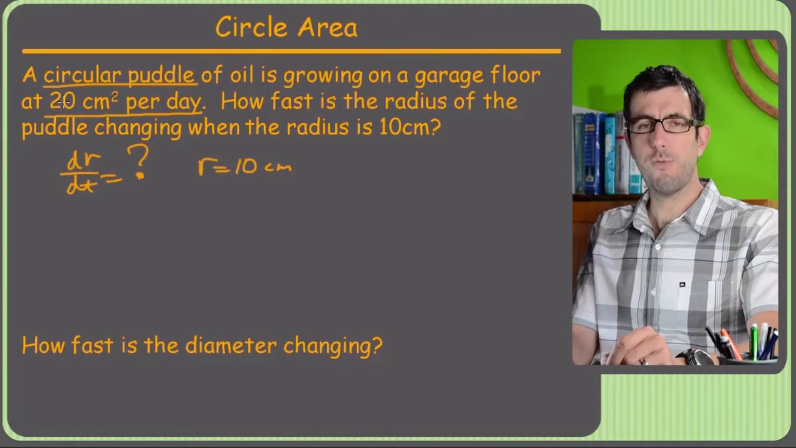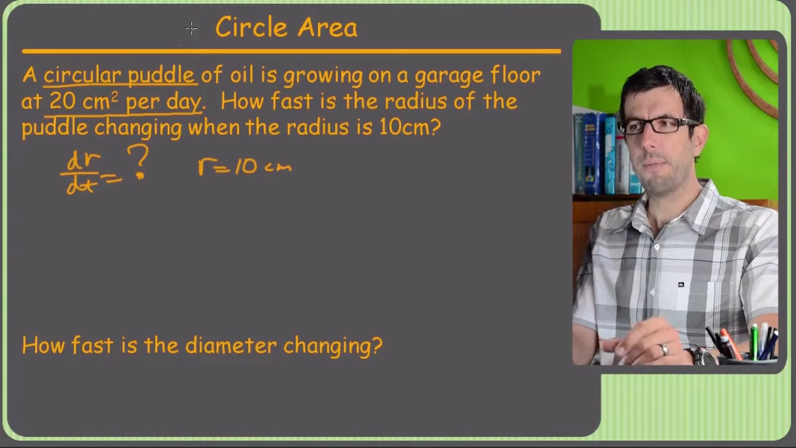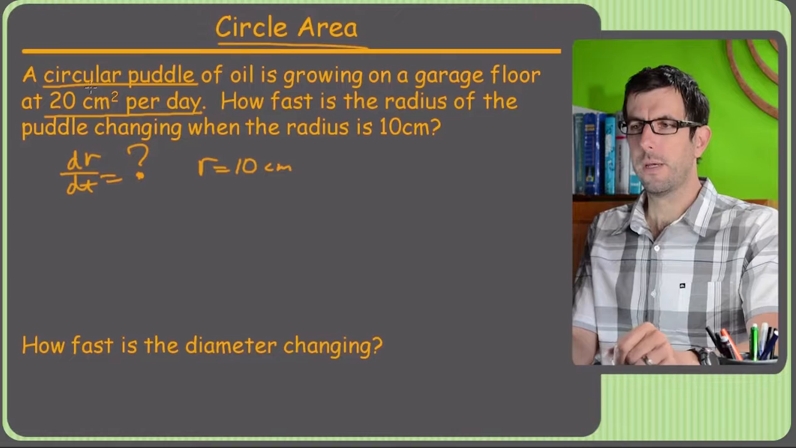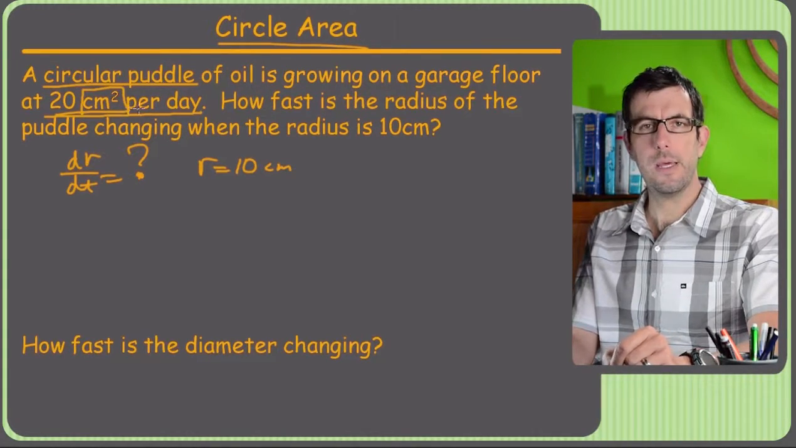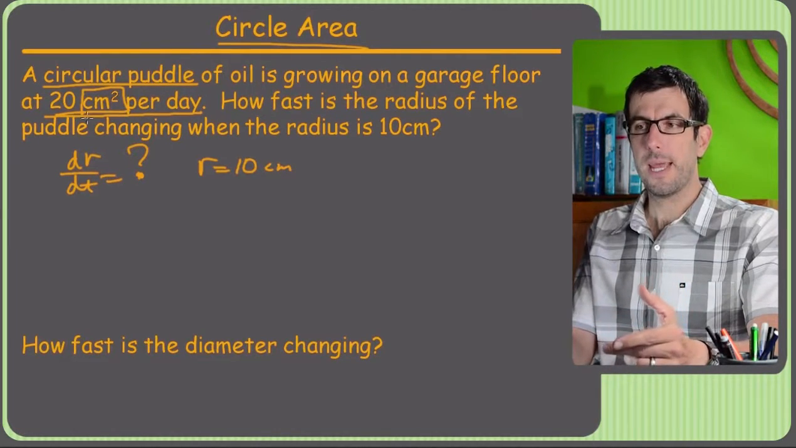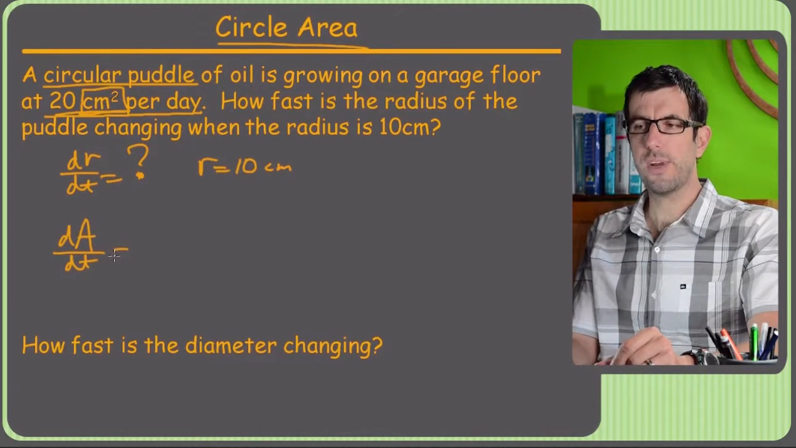So you'll notice that so far I don't know which formula to use. I mentioned circle area up here, but if I hadn't told you that, how do we know to use area? Well, it's growing at 20 centimeters squared per day. So sometimes they're going to do this to you. You have to use the units to figure out what they're talking about. Centimeters squared is a unit of area. So they're telling us dA/dt, the rate of change of area of the puddle, is 20 centimeters squared per day.